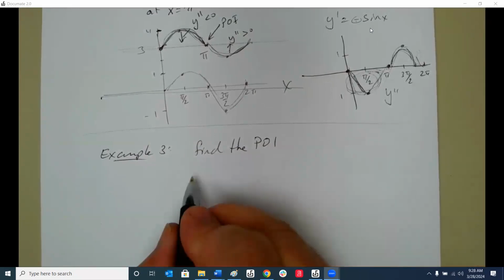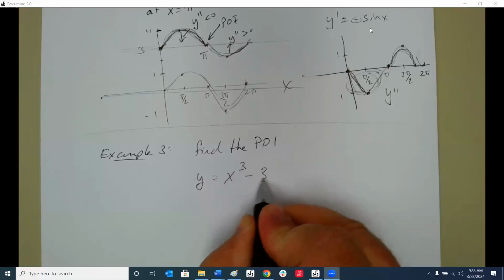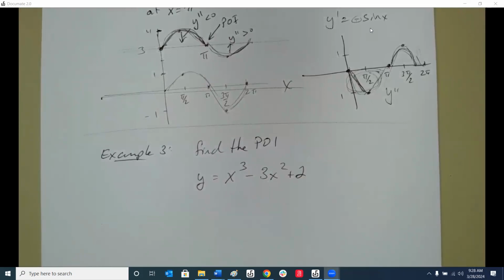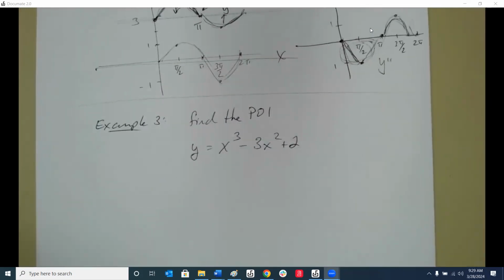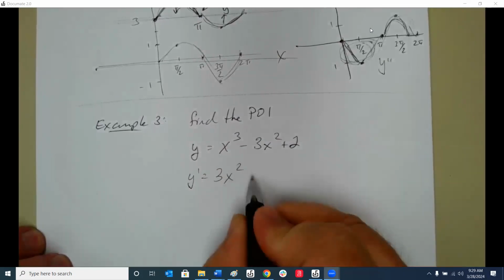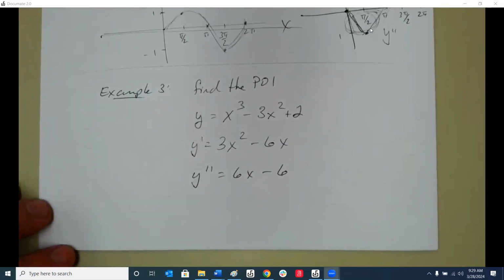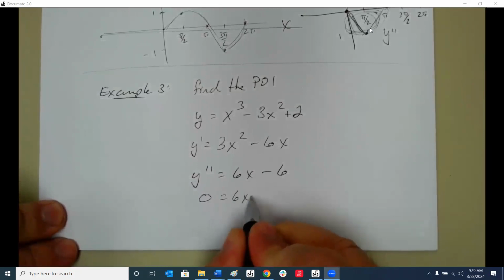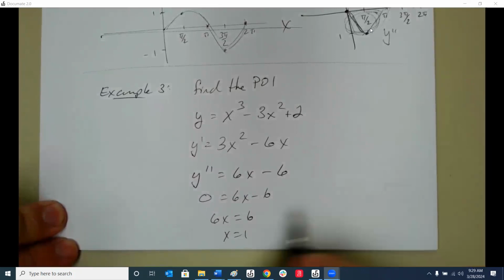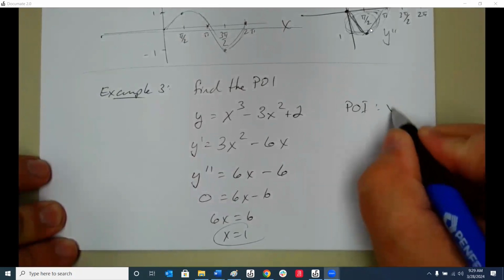Find the POI of this function: x cubed minus 3x squared plus 2. How do you find the POI? Second derivative, set it equal to 0. 3x squared minus 6x, then 6x minus 6. So where's the point of inflection? Set this equal to 0. So 6x equals 6, x equals 1. So the POI occurs at x equals 1.